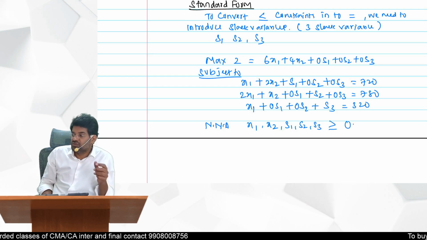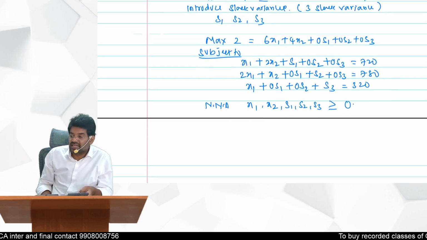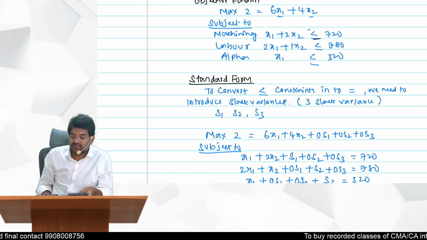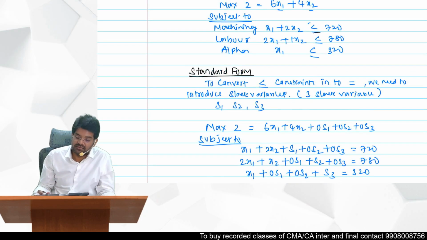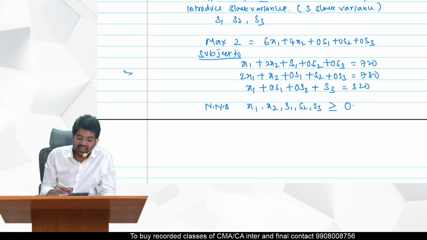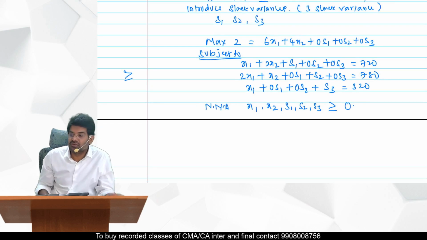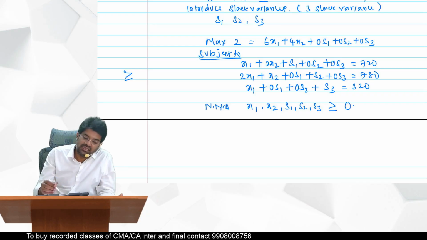So first you should write this in standard form. This is the standard form for simplex table. Now only slack variables are required here. If it is greater than or equal to type, then what should we introduce? We should introduce surplus variable as well as artificial variable. That one more problem we will do.